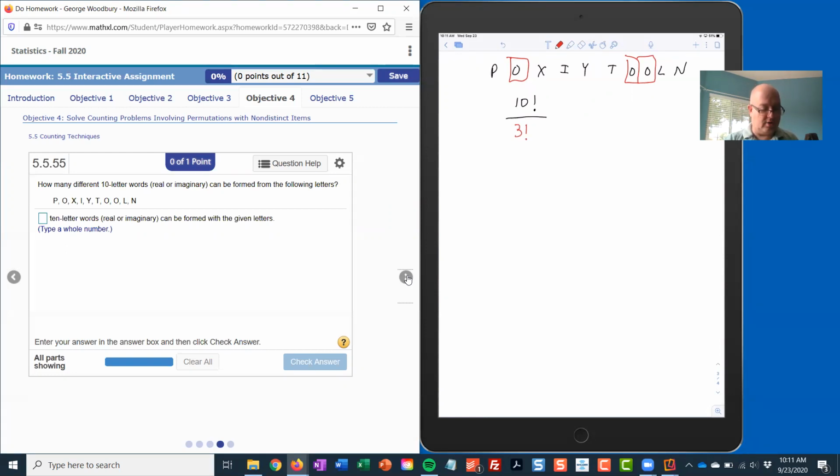We can do this on our iPhone calculator. Just turn it to the side so that it's in scientific mode. 10 factorial, which is a little over 3 million, divided by 3 factorial, which is 6, and that gets us to 604,800.